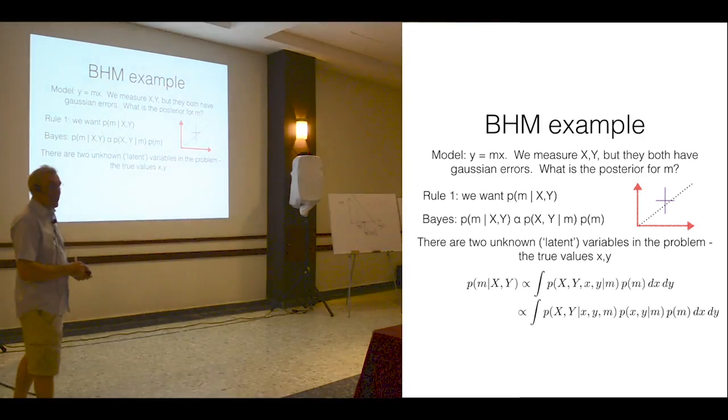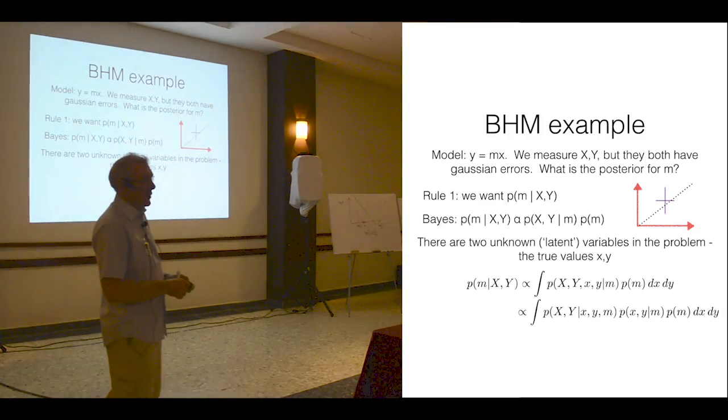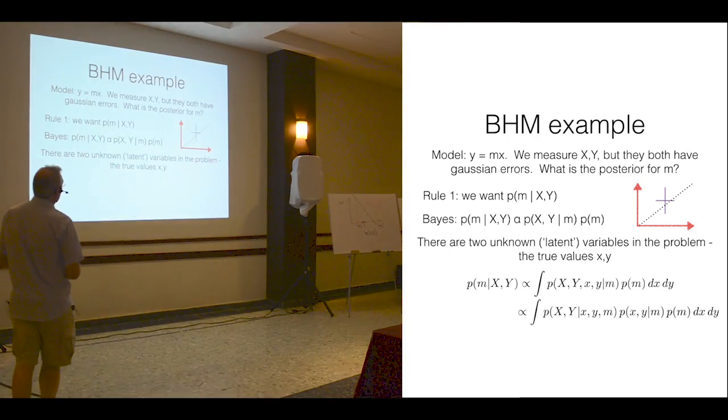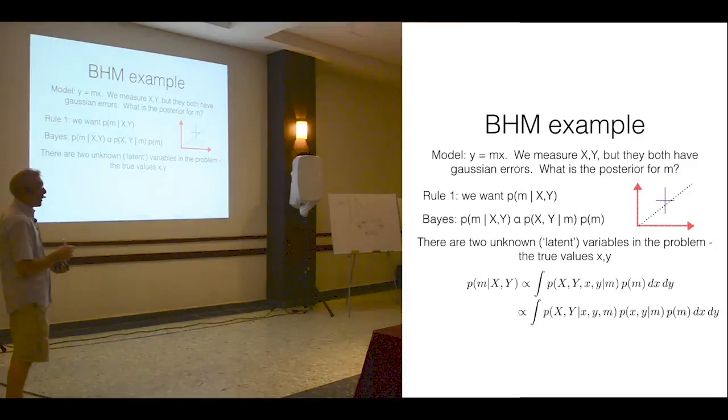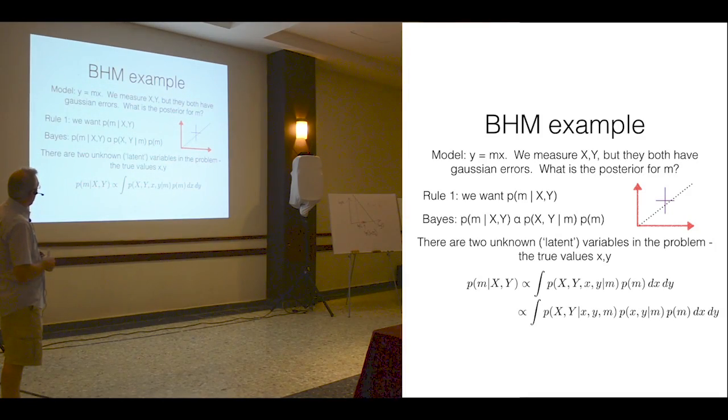And now, because there are errors in X and Y, we introduce two latent variables which are the true values of X and Y. So we call those little x and little y. So we introduce those into the problem. And we marginalize. So the posterior of m given capital X and capital Y is the integral of the joint distribution of capital X, capital Y, little x, little y given m, times the prior of m, integrated over x and y. Straightforward.